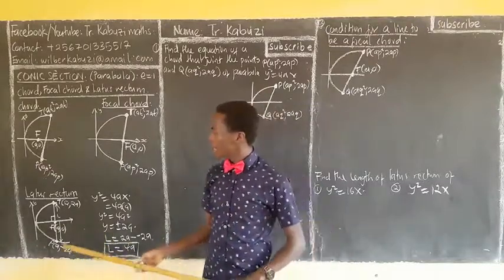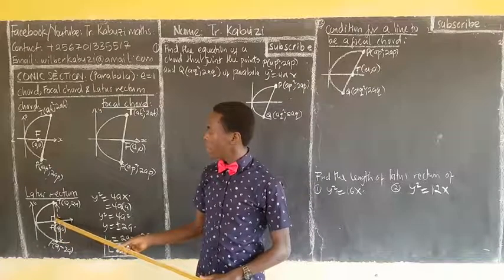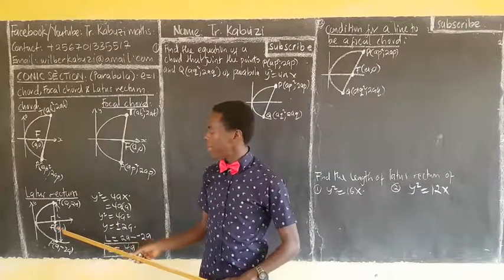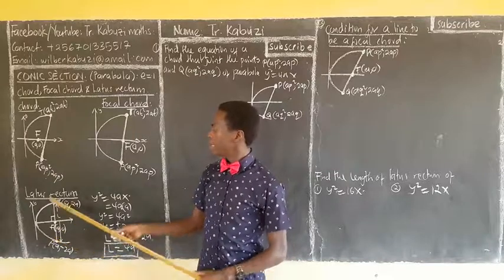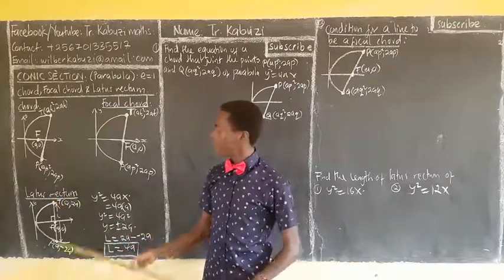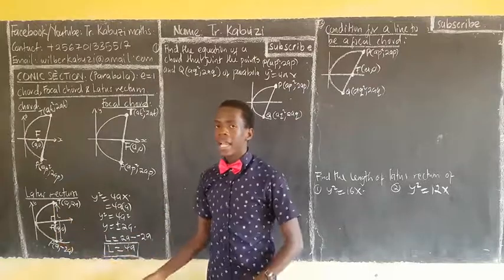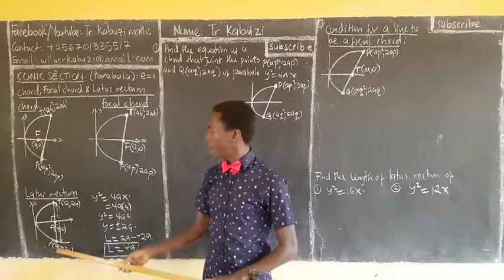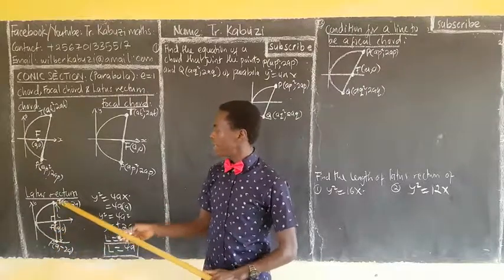How? We know that because it passes through the focus, the focus is always at (a, 0). So the x values are always going to be the same because it's perpendicular. So that line is the line x equals a. That's why this is a, and this is a.